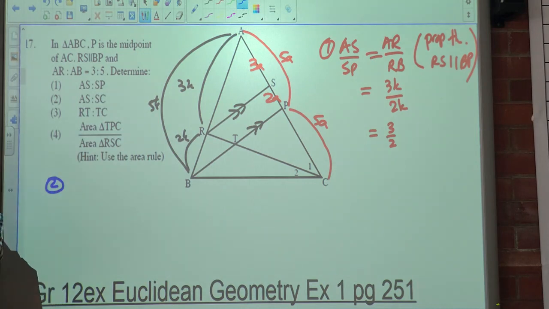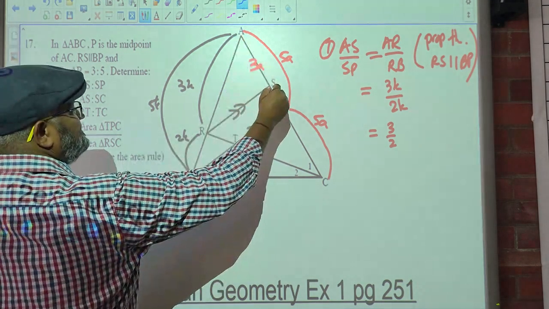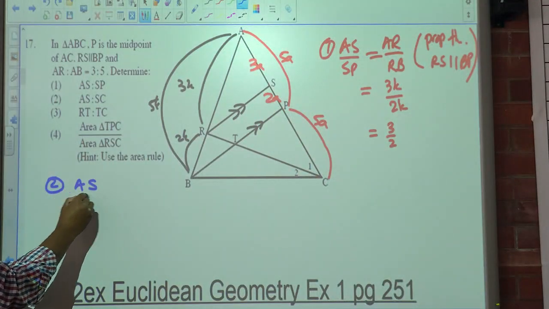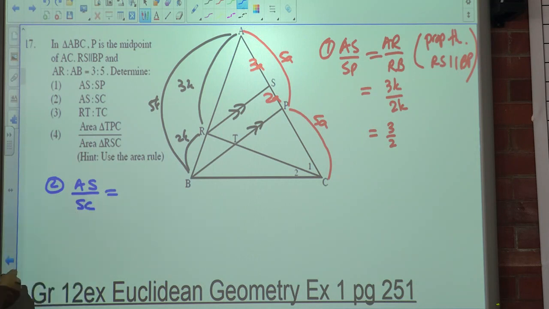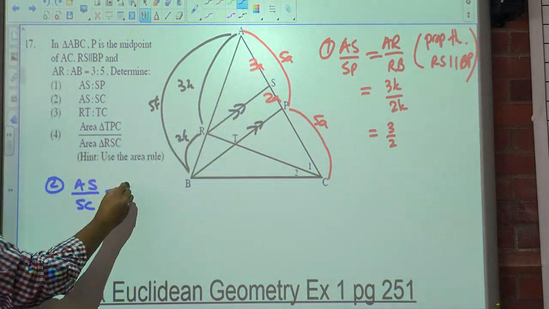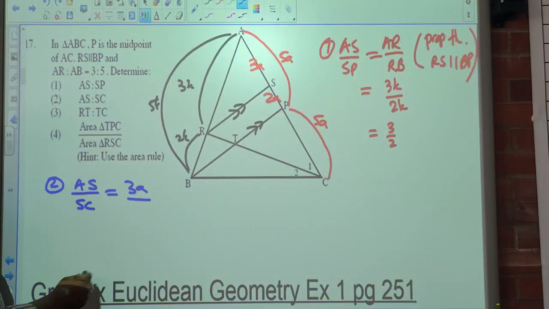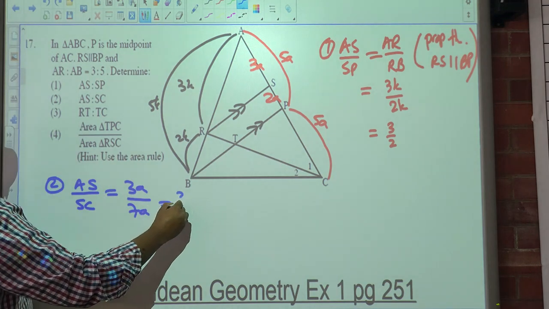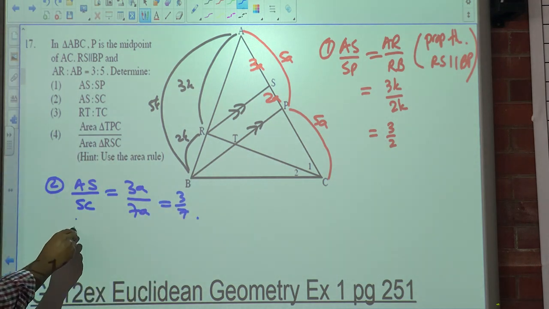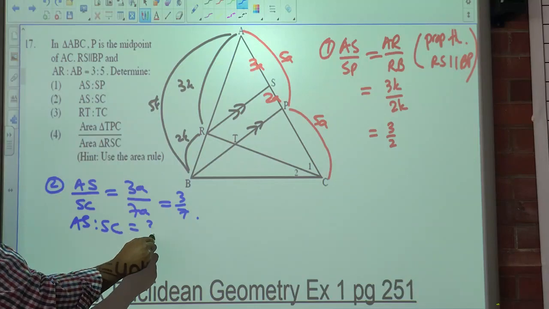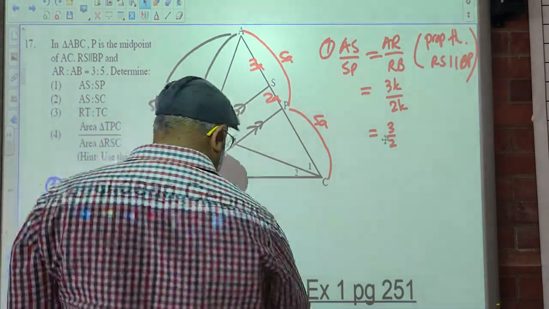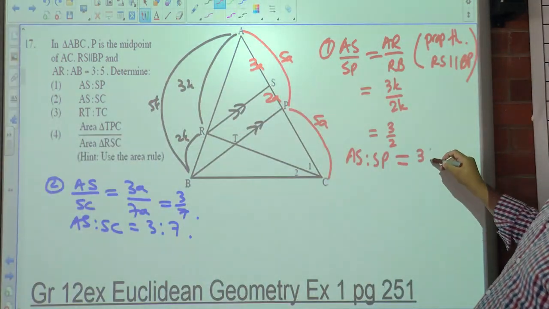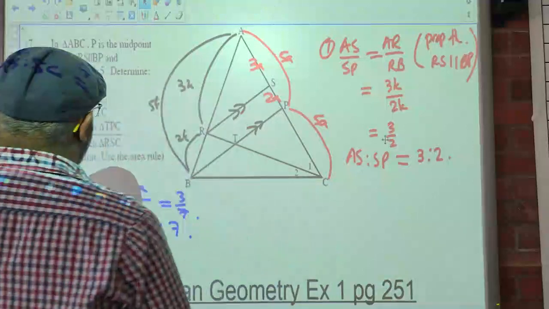Okay. Let's look at number 2. AS is to SC. So AS is 3A, SC is 7A. So that will give us 3 by 7. Also that is given as a ratio. So AS is to SP as 3 is to 2. Okay.